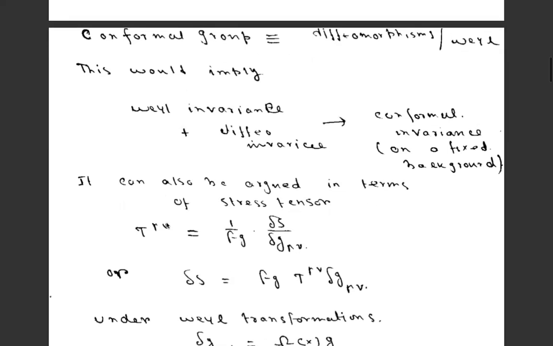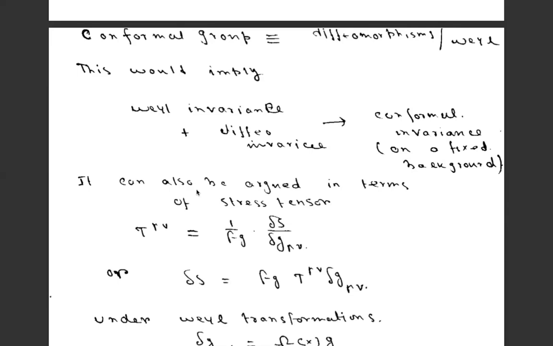There are other ways to show this. Suppose in terms of the trace of the energy momentum tensor. We can define the energy momentum tensor as the variation of the action with respect to the metric. So T^{mu nu} would be 1 over root g, delta S over delta g_{mu nu}. So the variation of the action would be just root g T^{mu nu} times delta g_{mu nu}.